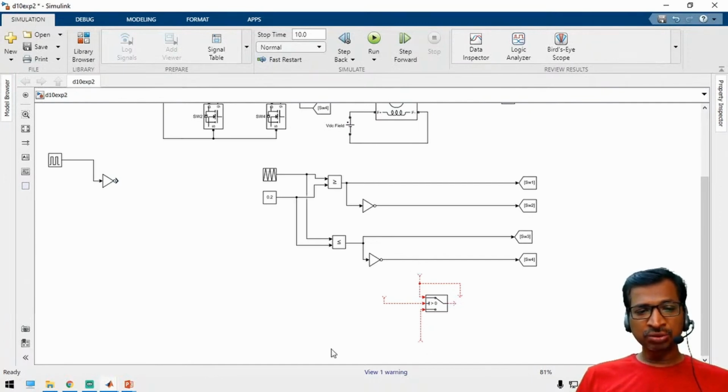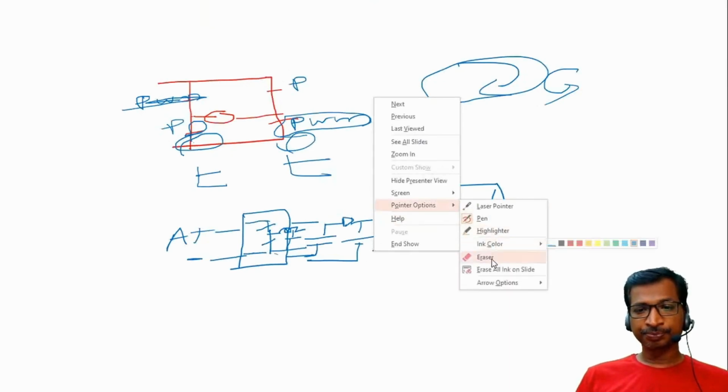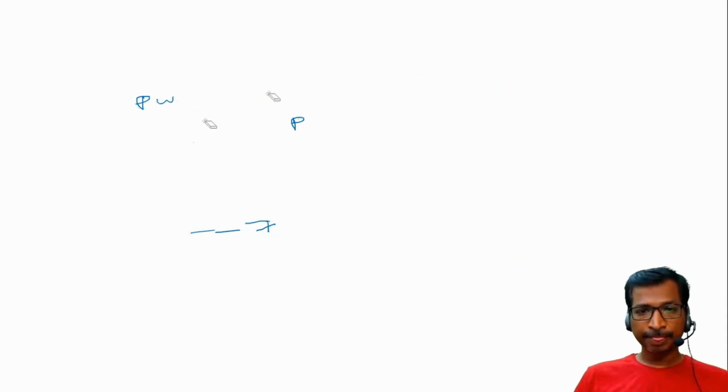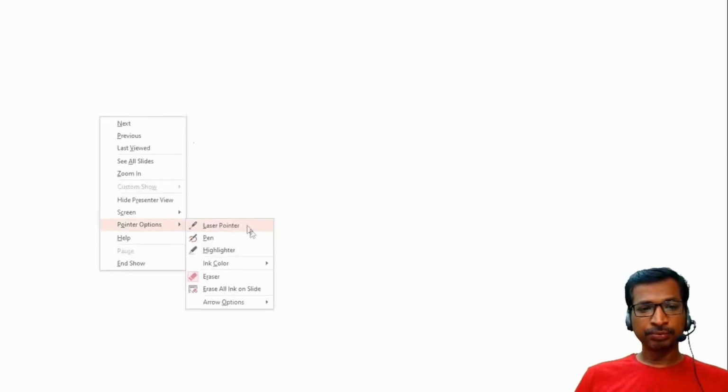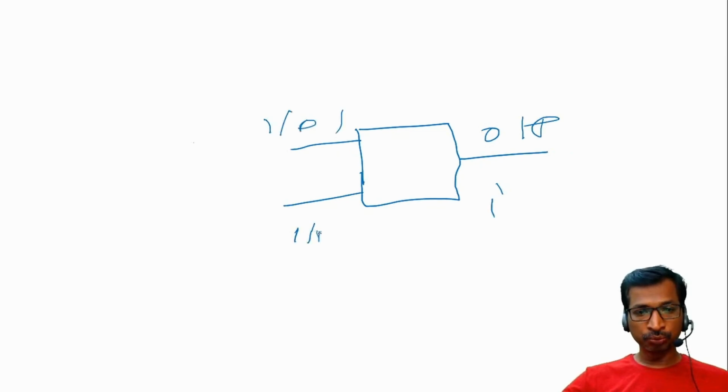Is it clear what the switch case is? How is the switch case working? See here there are three different ports: input 1, then input 2, and then this is the output. Output, input 1 and then input 2. So this is the control signal, right?